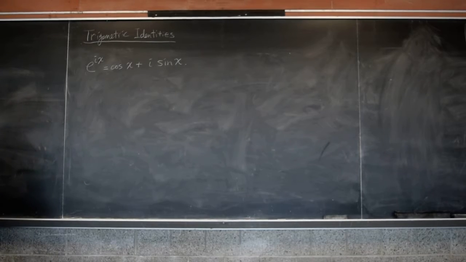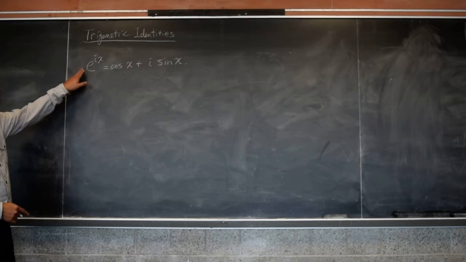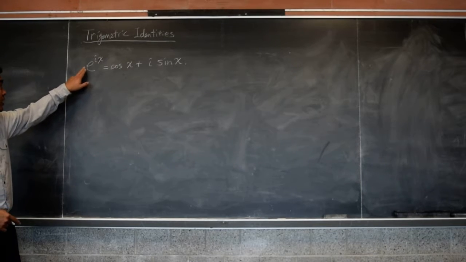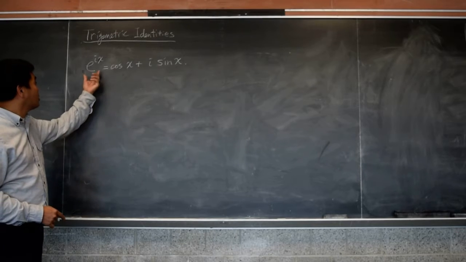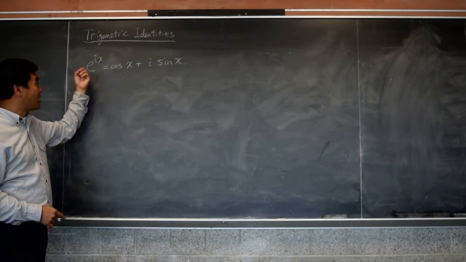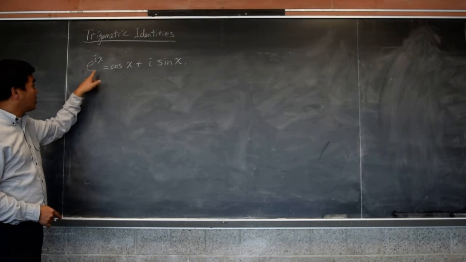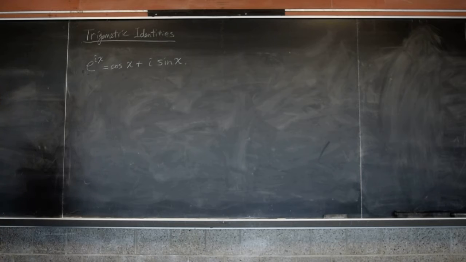Okay, we'll start with the trigonometric identities. Here's what we call the Euler identity, right? e to the ix. If you take the imaginary power of the exponential function, the natural number e, then you get these imaginary numbers as the output.